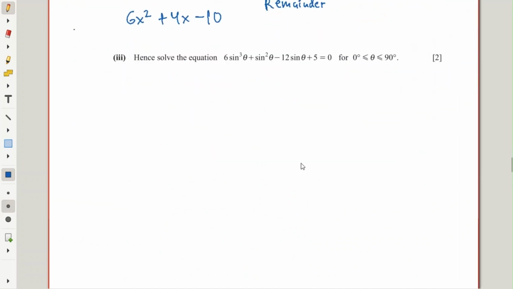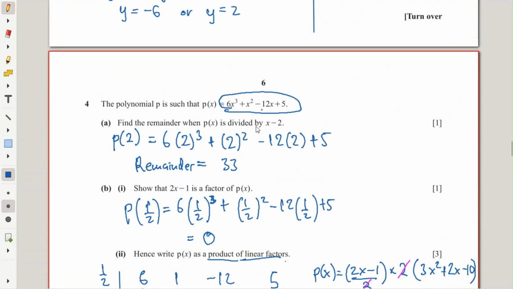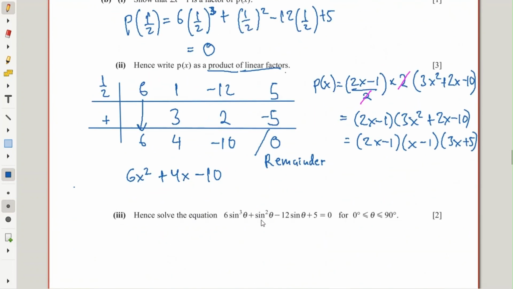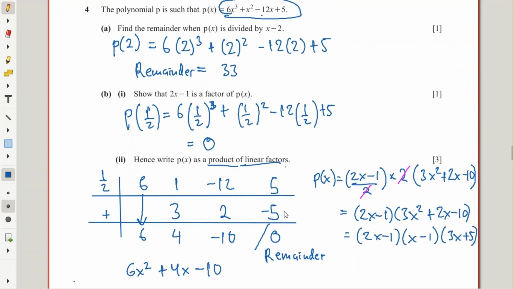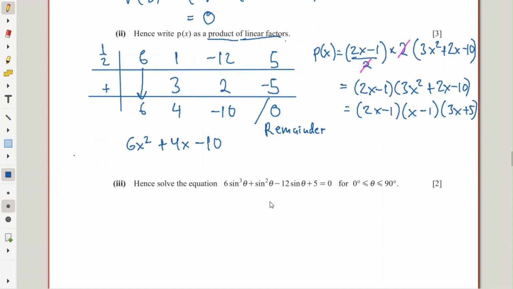All right, so hence let's solve this one. If you look carefully, you see that your polynomial is the same as the one here. We are applying a little bit of a trick here. But you can see clearly that x has been replaced by sine x. So that means p of x can be written as, wherever you see x, you put sine theta there.